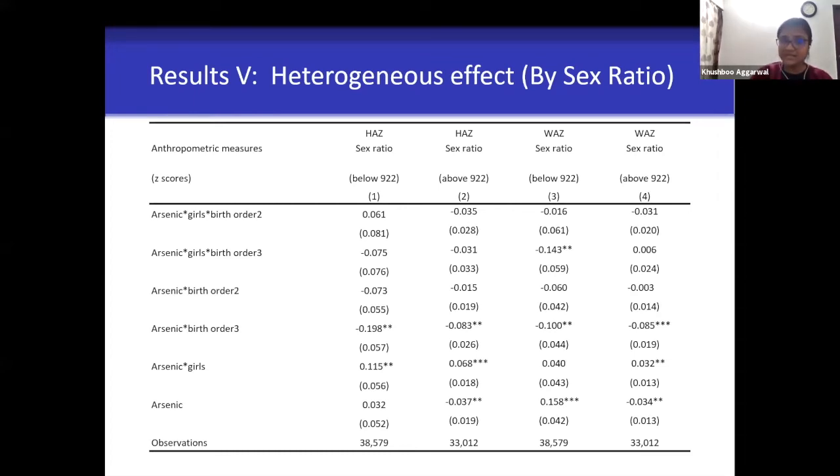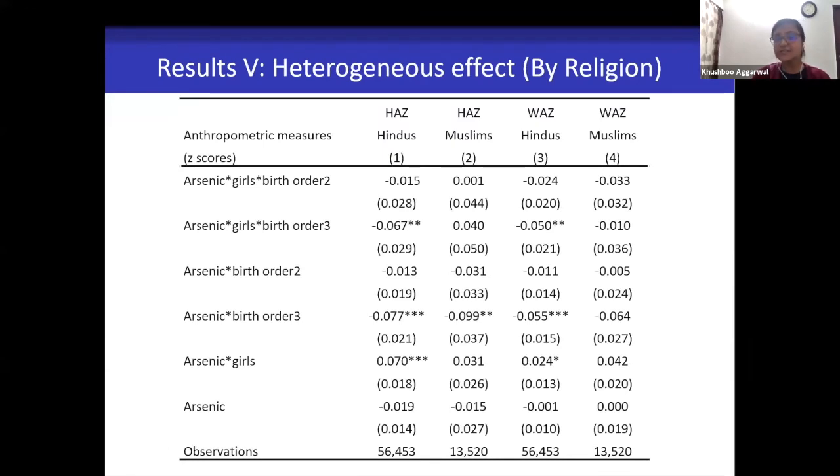Now, in the next set of results, we try and classify the sample on the basis of religion. In the first column, where we report the results for Hindus, we see that the presence of arsenic leads to reduced height for age Z-scores, especially again for those who are born at later birth orders. The effect seems to be consistent for weight for age amongst the girls who are born in Hindu families.